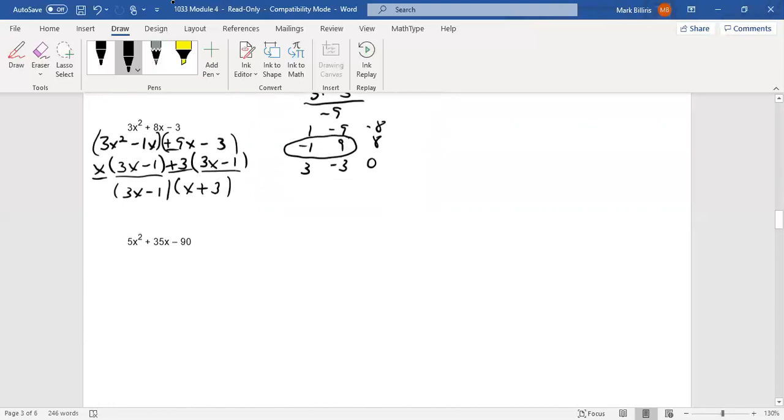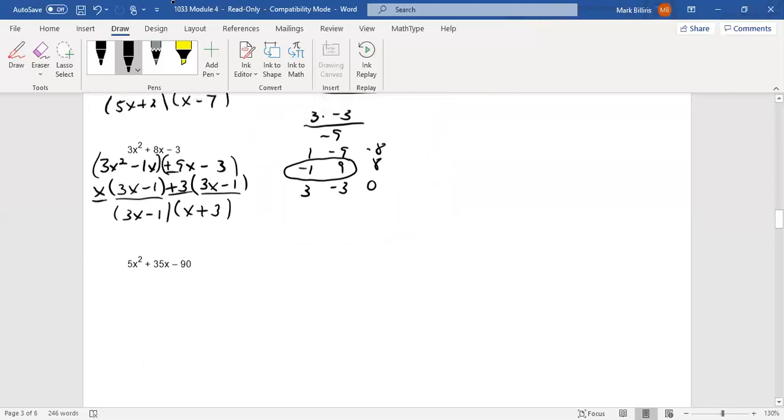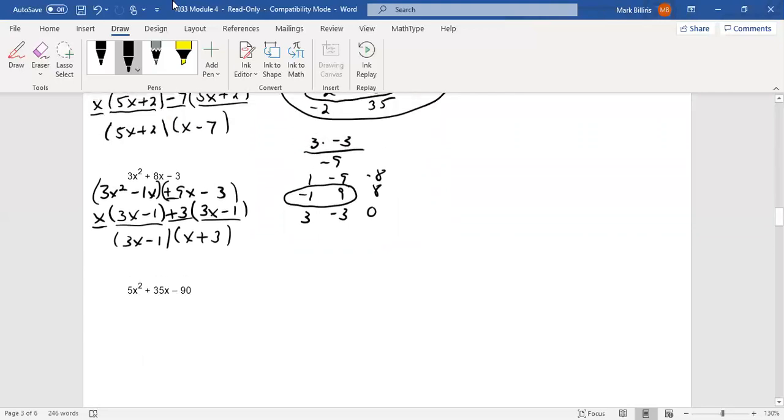My next example, we're going to go about it the same way. So my first step in all factoring problems is to remove the greatest common factor. In this case, 5 divides into all 3 of these. So what I'm going to do is factor out the 5 to begin with. So when I take out my 5, I divide it out of each term. So that's an x squared plus 7x minus 18.